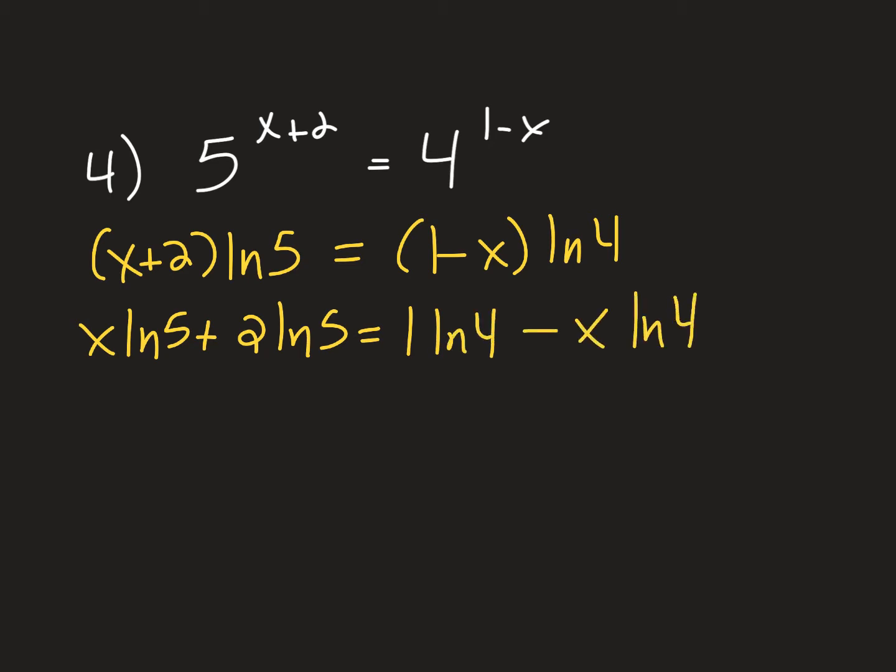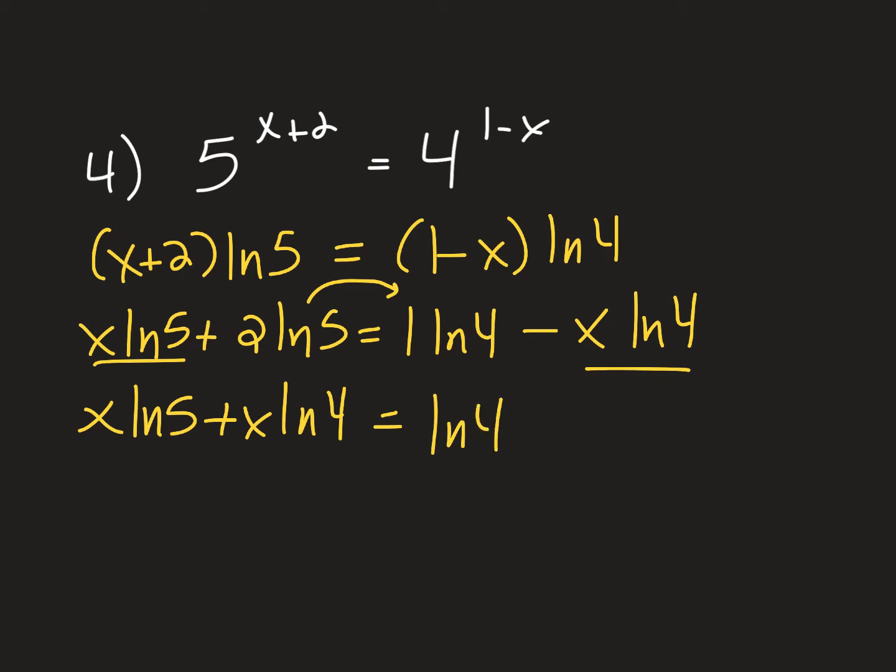All right, now to solve this, I need to get my x's together. So that has an x term, that has an x term. So I'm bringing the one on the right to the left. So I'm going x natural log 5 plus x natural log 4. And I'm also going to put the non-x's together. So I'm moving that one over. Natural log 4 minus 2 natural log 5.